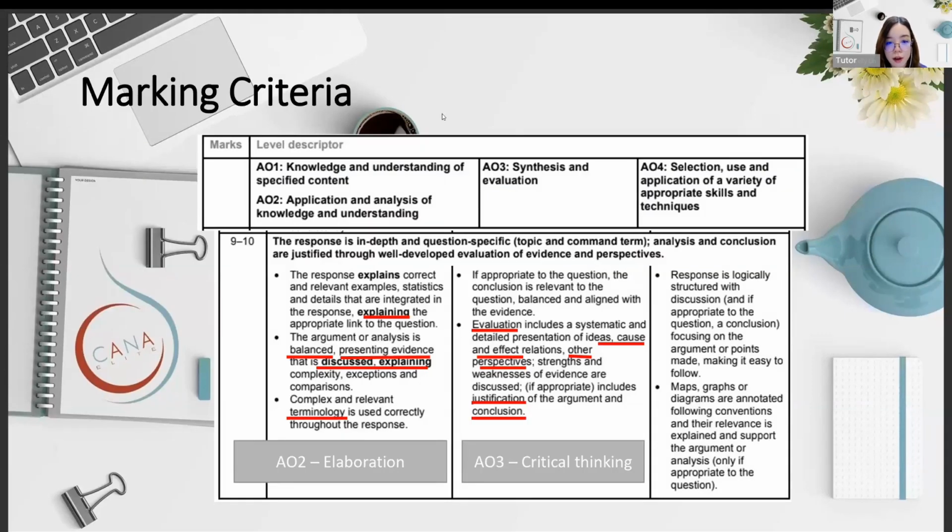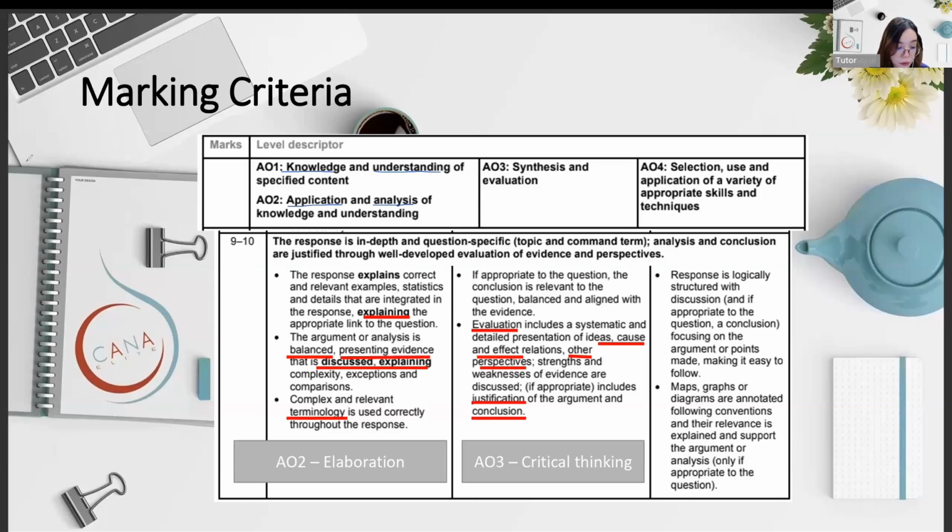So next, here we have the marking criteria introduced in this slide. We have 4 big categories to take notes: AO1, AO2, AO3, and also AO4. For AO1 and 2, you can see they are combined and will be marked in conjunction. What are these? AO1 is about knowledge and understanding of specific contents, and AO2 is about application and analysis of knowledge and understanding. So what is the difference between these 2 big AOs?